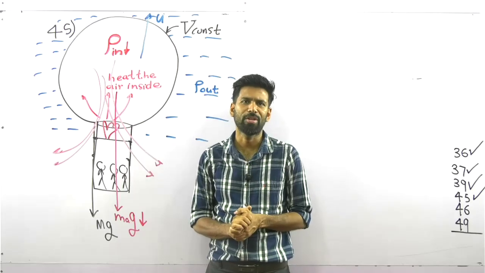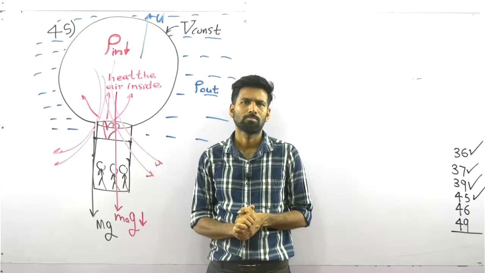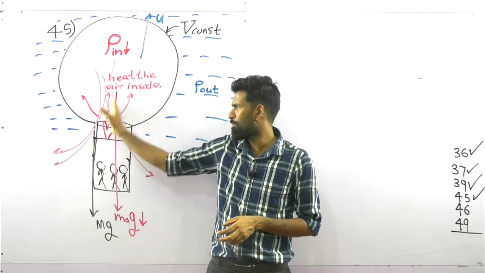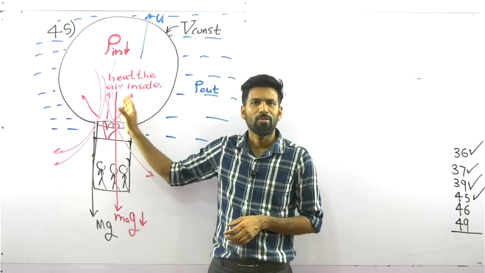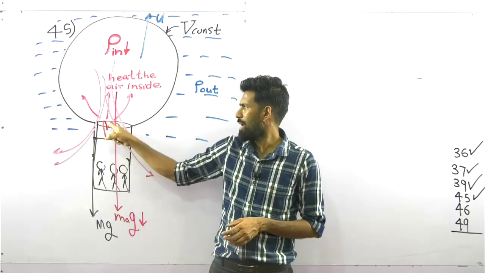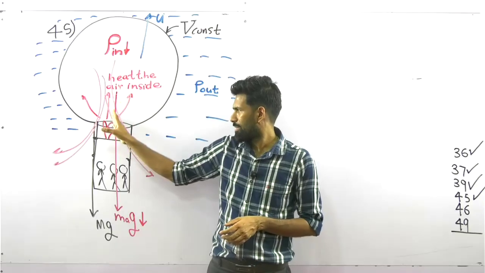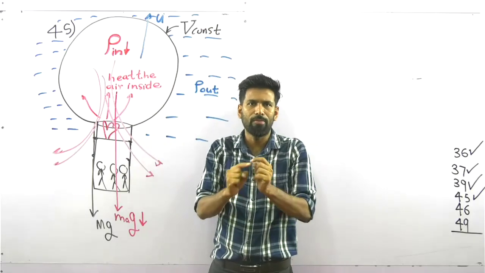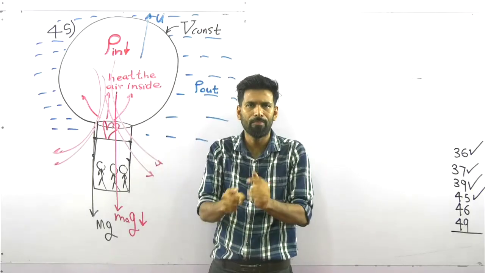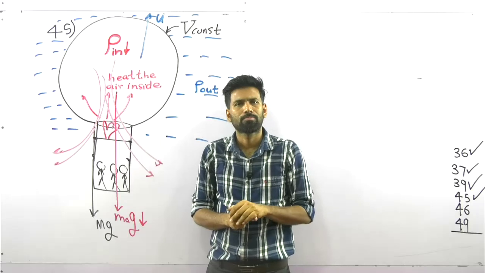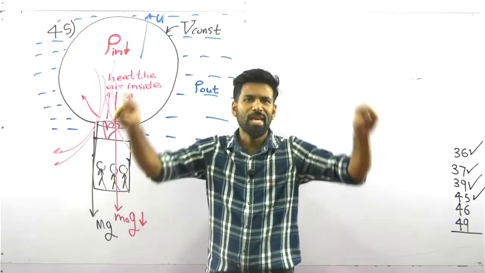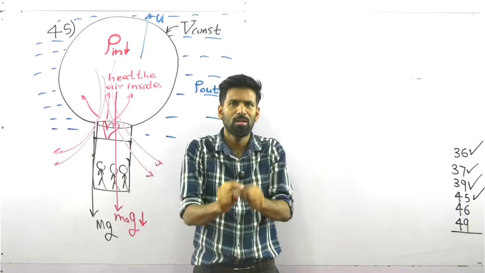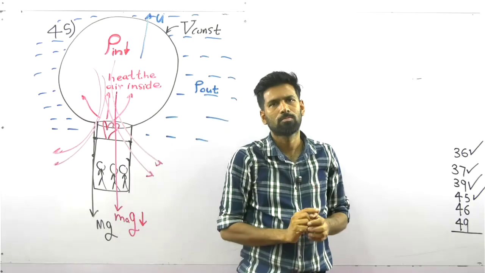Reducing the weight and density of inside air. When we heat the air inside, it will move away, reducing the weight and density of inside air. But this special rubber cover will keep the same volume constant.